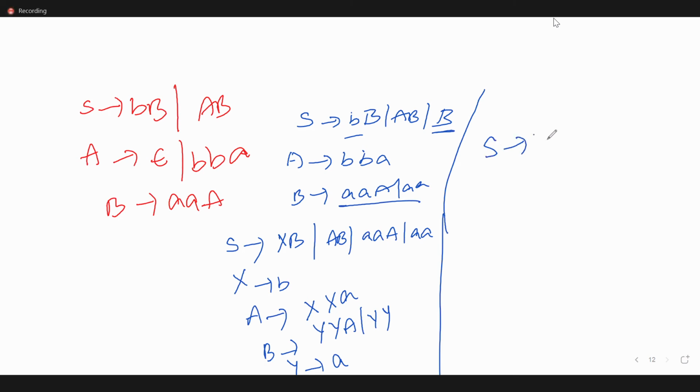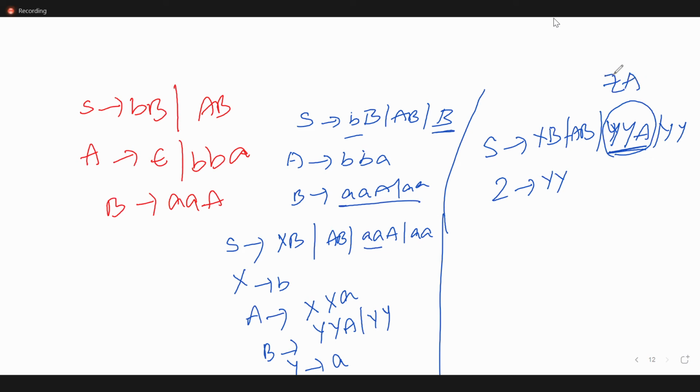S tends to XB, which is already in CNF format. AB is already in CNF format. AAA, in place of A, I can replace Y, right? So, YYA, YY. This is not in the CNF format. Simply Z tends to YA. So, here I replace ZA. YY, I can replace with Z. So, ZA. Which is already in CNF.